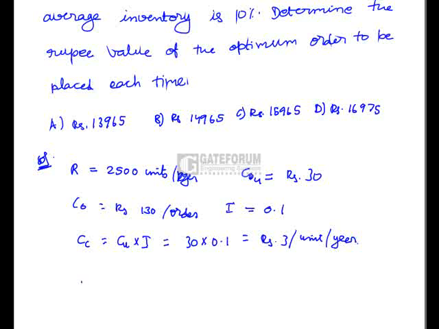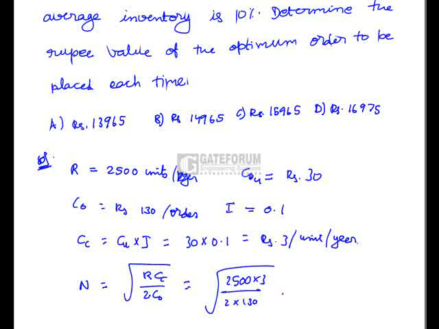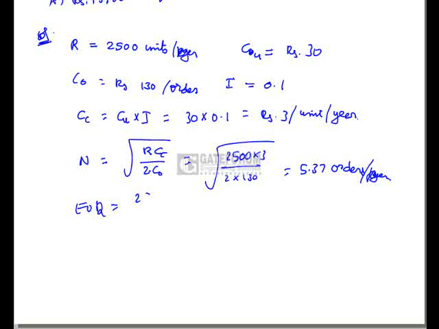So the number of orders per year is given by the square root of R CC by 2 C0, which is equal to 2500 into 3 by 2 into 130. So it is 5.37 orders per year, and EOQ is equal to 2500 by n, that is R by n. So it is equal to 465 units.